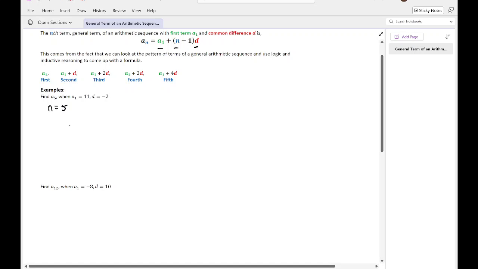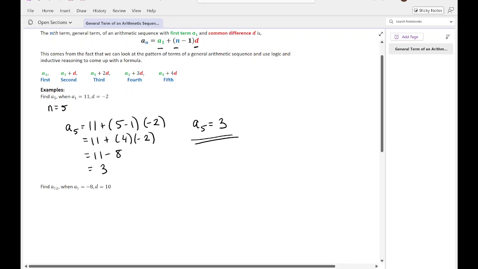So a sub 5 is going to equal 11 plus 5 minus 1 times negative 2, and we're just going to work it out. So 11 plus 4 times negative 2, and this is going to give us 11 minus 8, which is going to give us 3. So a sub 5, the fifth term, is 3. And that's all you do for the first one.